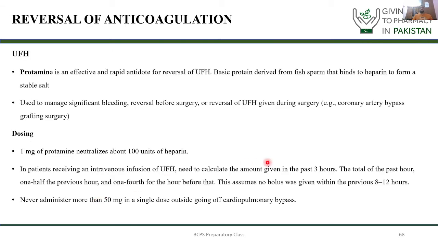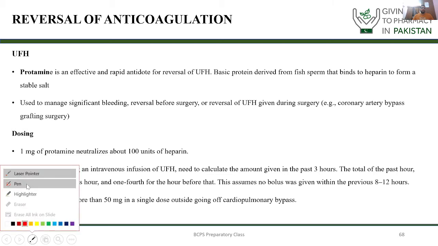Next is the unfractionated heparin. Protamine is the antidote for the unfractionated heparin. The dosing strategy is that 1 milligram of protamine neutralizes 100 units of heparin. In a patient receiving intravenous unfractionated heparin, how will we calculate? We take the previous 3 hours of the heparin dose: the total dose of the past hour, one half of the previous hour, and one fourth of the hour before that.